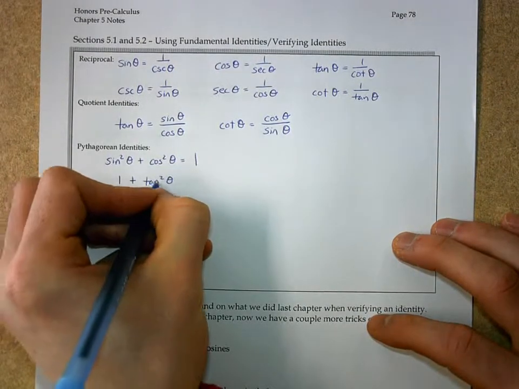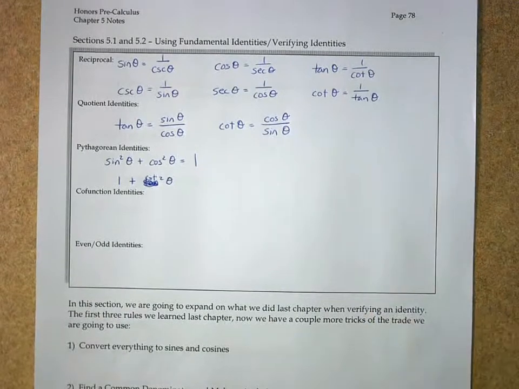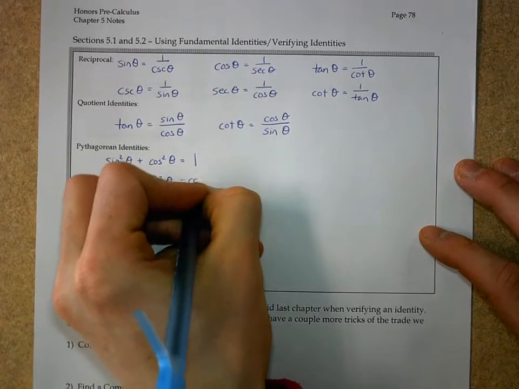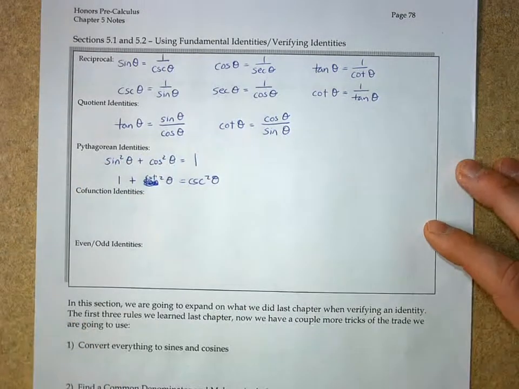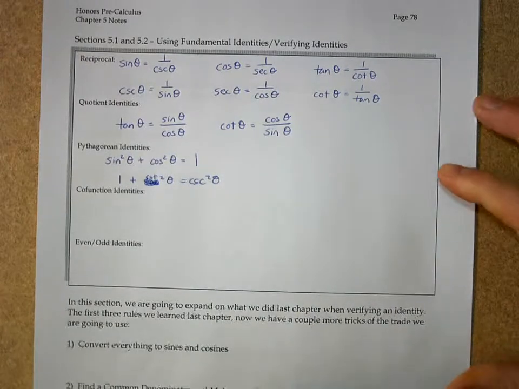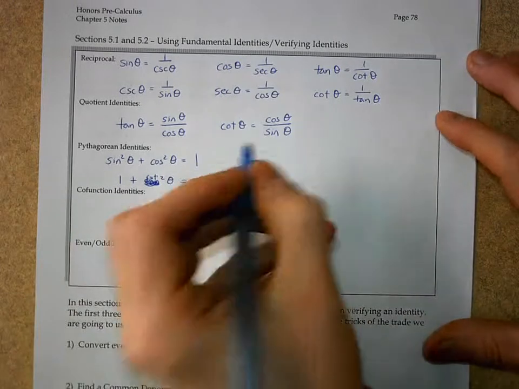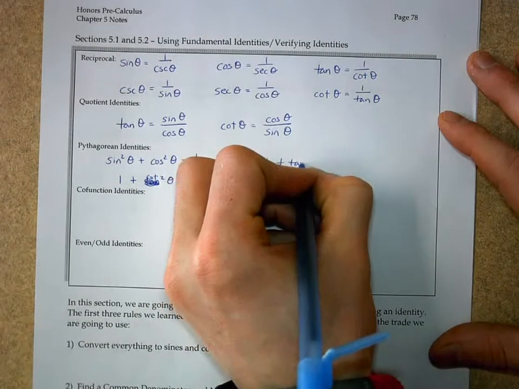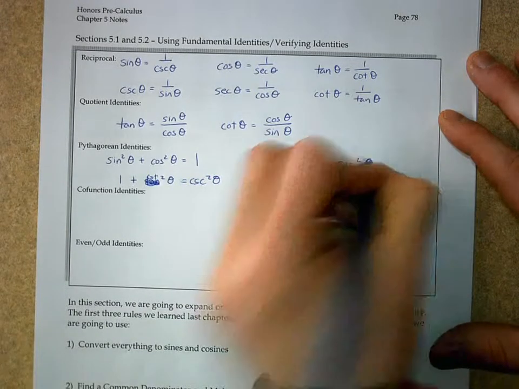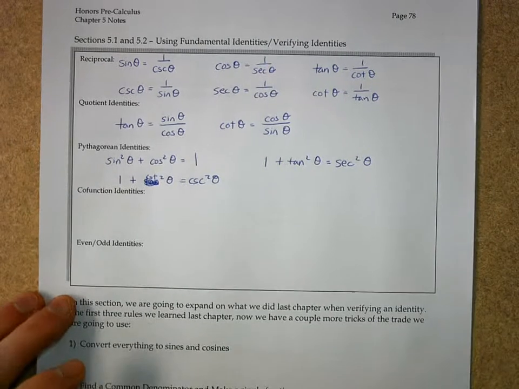Actually, let me rephrase that. Cosine divided by sine is going to be the cotangent. And then 1 over the sine was going to be the cosecant. So we had 1 plus cotangent squared is equal to cosecant squared. The other one we got from dividing everything through by a cosine, and we got 1 plus tangent squared is equal to secant squared. So our 3 Pythagorean identities.